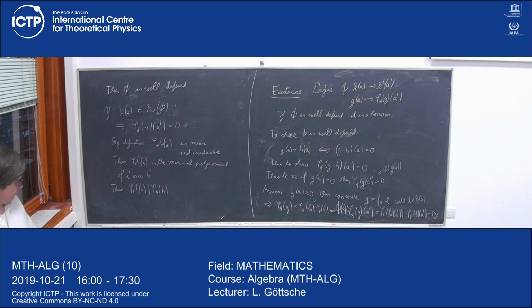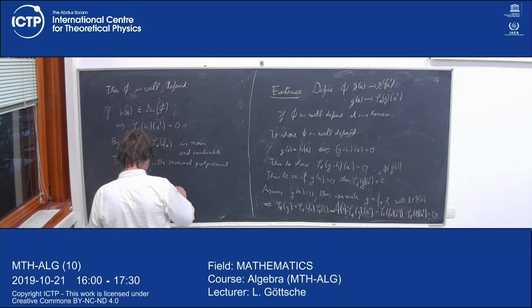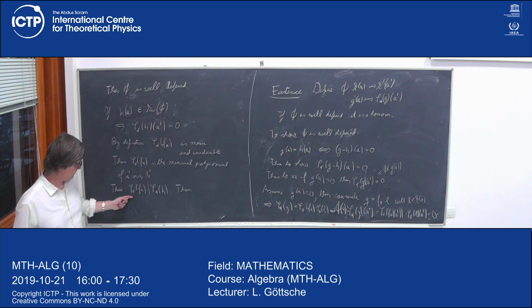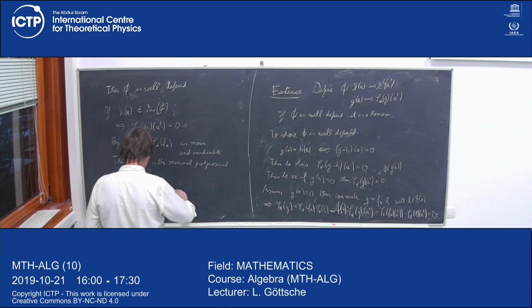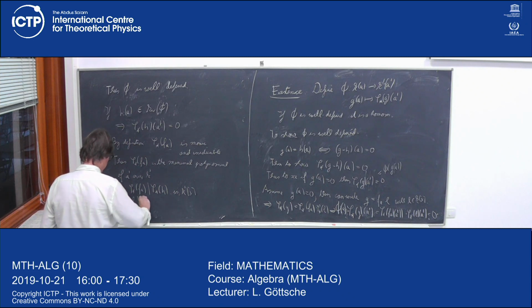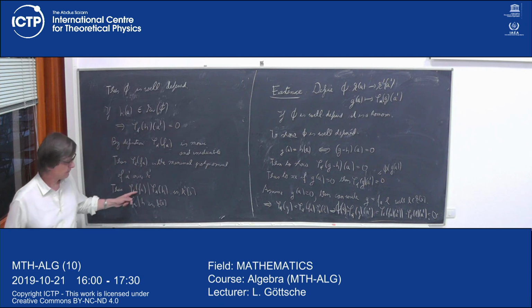Okay, so thus this divides this, and therefore this divides it in k prime of x. So thus fa divides h in k[x], because this phi star is a ring isomorphism.